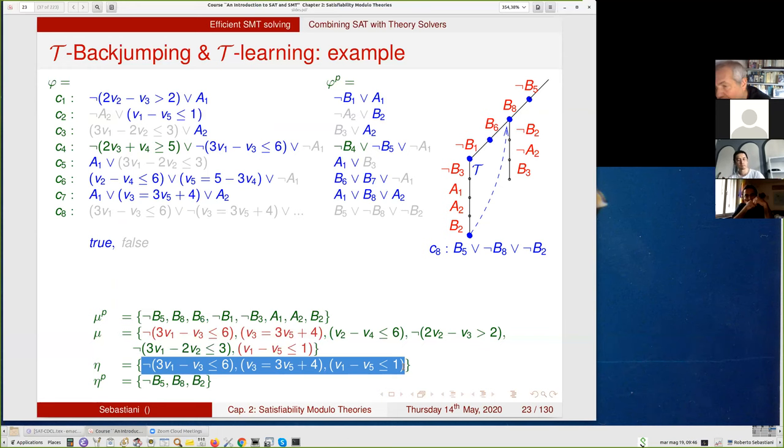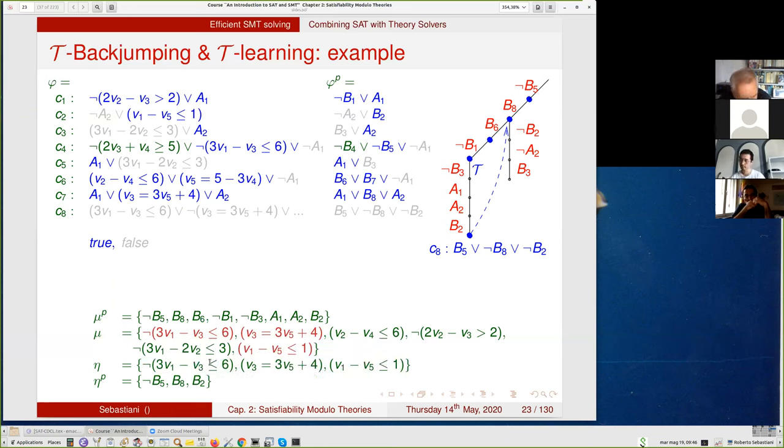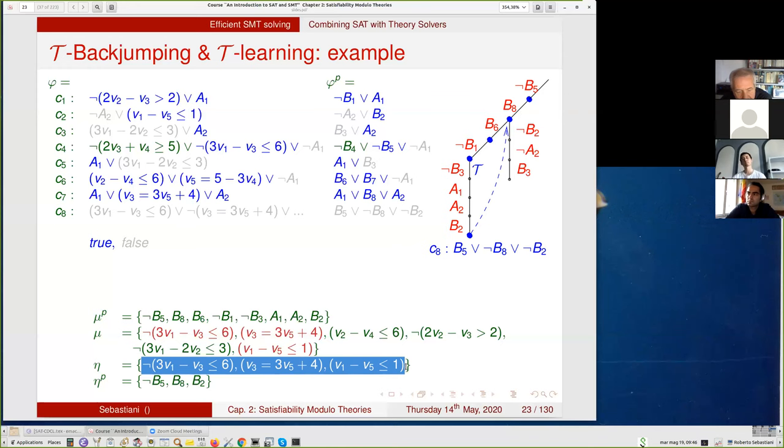Well, substantially, because one of the literals can be entailed by the others, right? So, for instance, 3v1 minus v5 more or equal than 6. This is the negation. And v3 different from this implies that this is false. So the negation of this is a valid formula. You can entail, so from this and this, you can entail the negation of this. Just substitute the v3 with 3v5 plus 4.